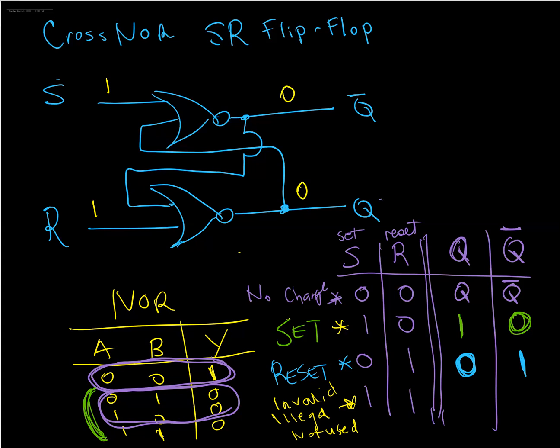That puts our outputs in a state where they are actually not the opposite of each other, right? Q and Q bar should be the opposite of each other, and they're not. So we don't want to use this input condition, and that's why we call it invalid and not used, and we just avoid it in the circuit operation. Okay, so that's the NOR SR flip-flop.